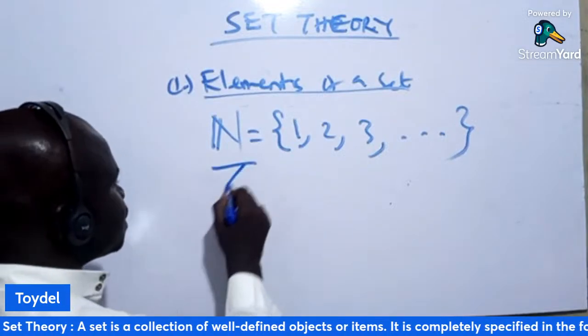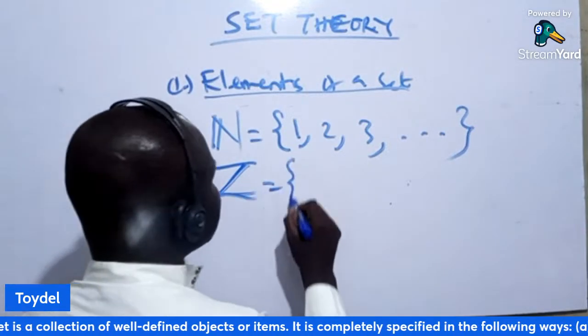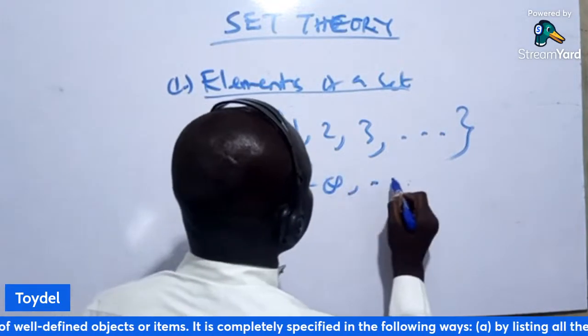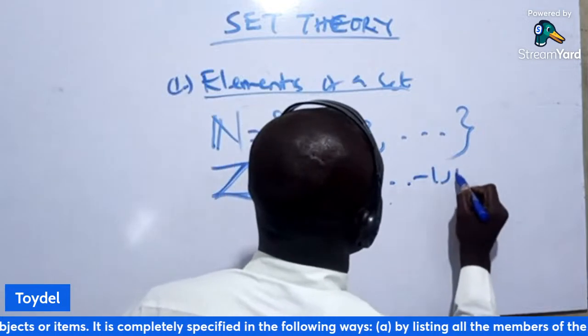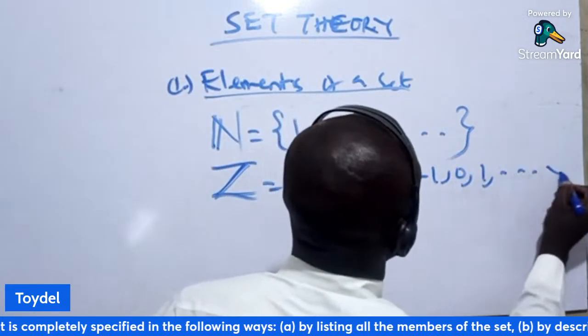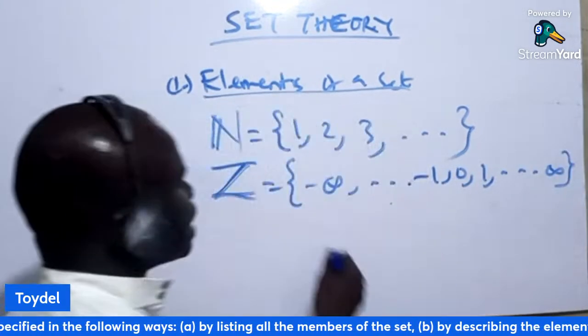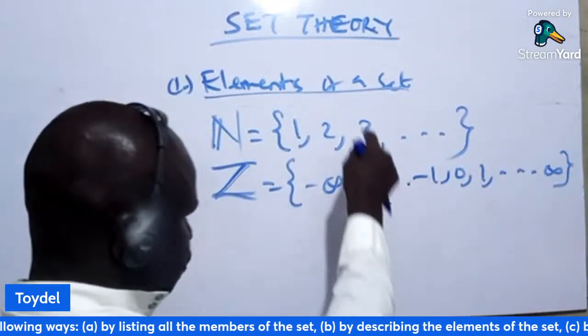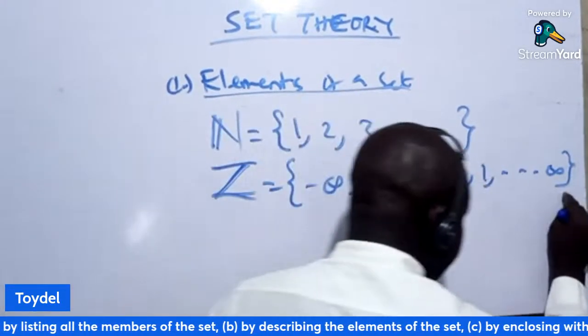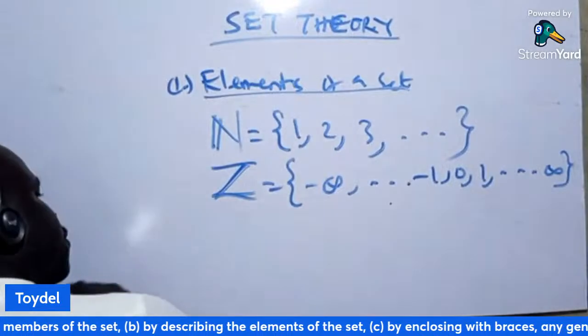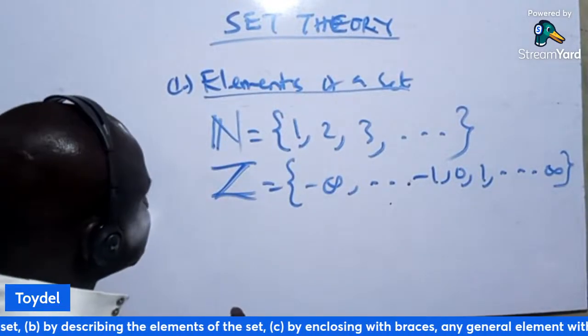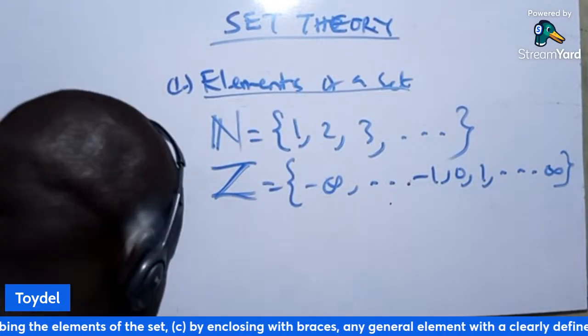If you have integers, the set starts from minus infinity, dot dot dot, -1, 0, 1, dot dot dot to positive infinity. This set comprises positive whole numbers, 0, and negative whole numbers. You understand? So this is how to represent the elements of a set.